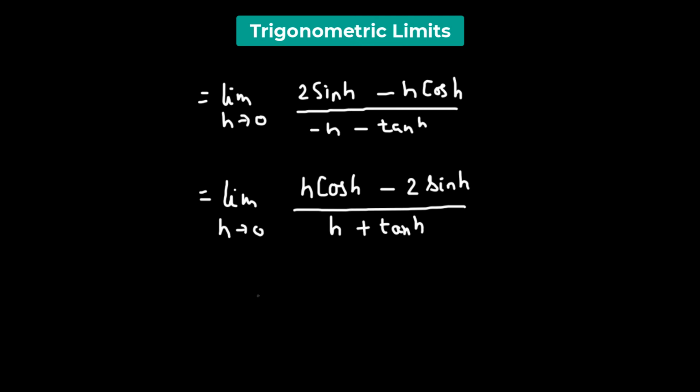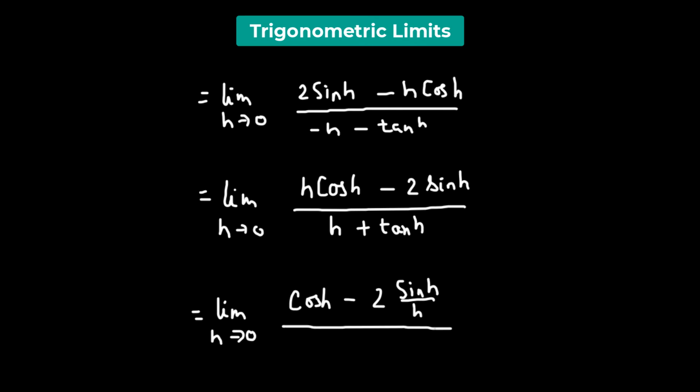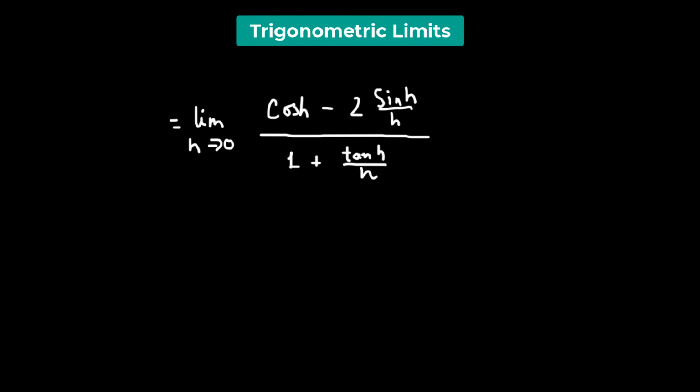Now we're going to divide both numerator and denominator by h. So we have limit h going to 0, h cos h over h is going to give us cosine of h minus 2 times sine of h divided by h, whole divided by h over h, which is 1, plus tangent of h divided by h. Now we're going to apply the limiting value of h going to 0 to each of the terms in both the numerator and the denominator.